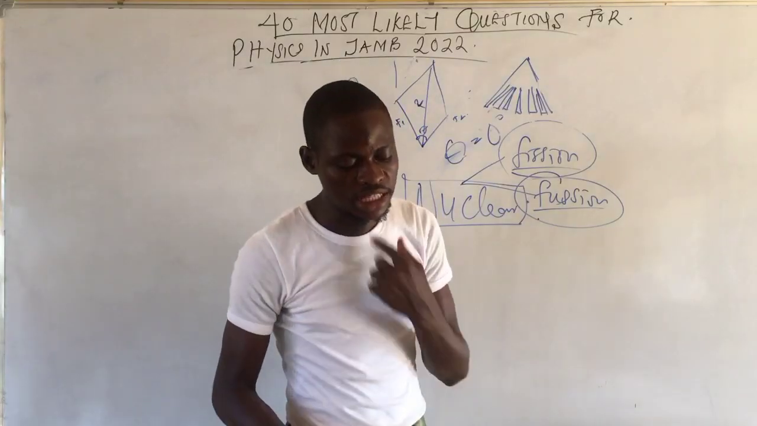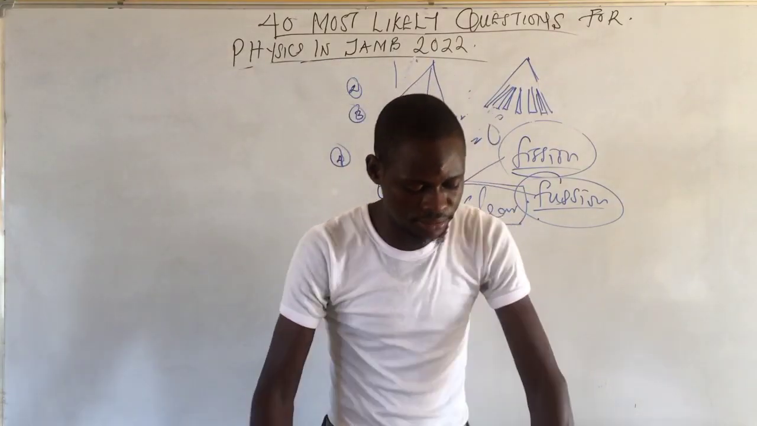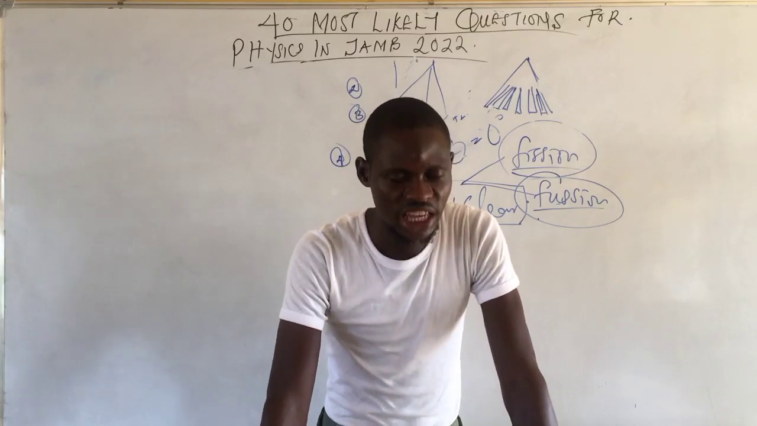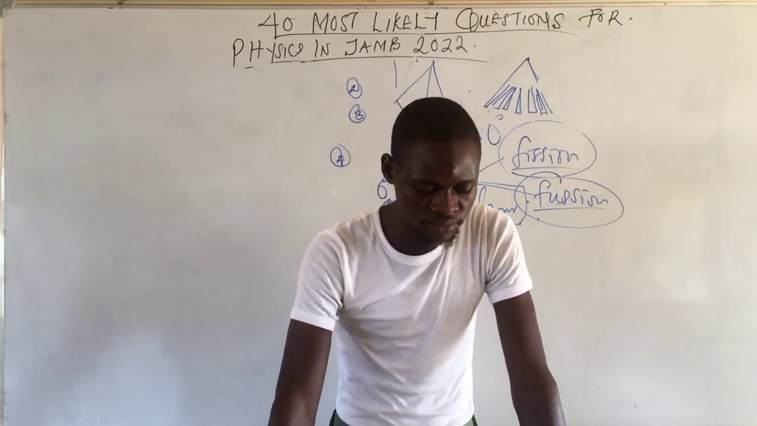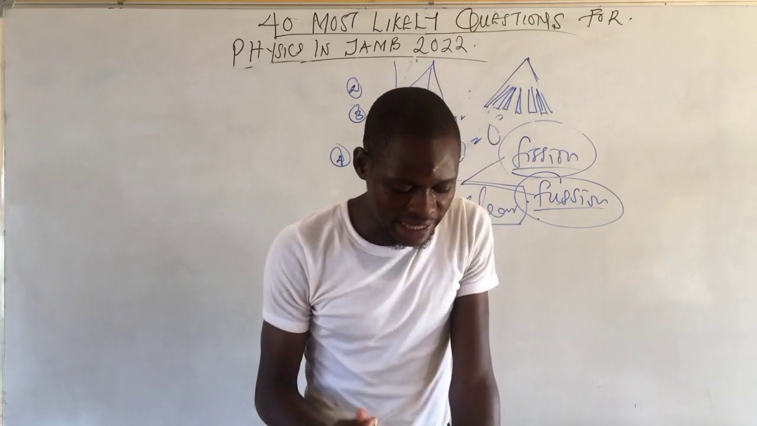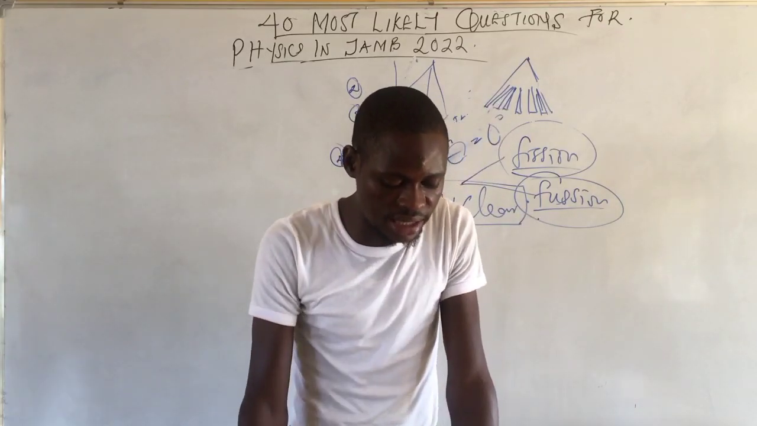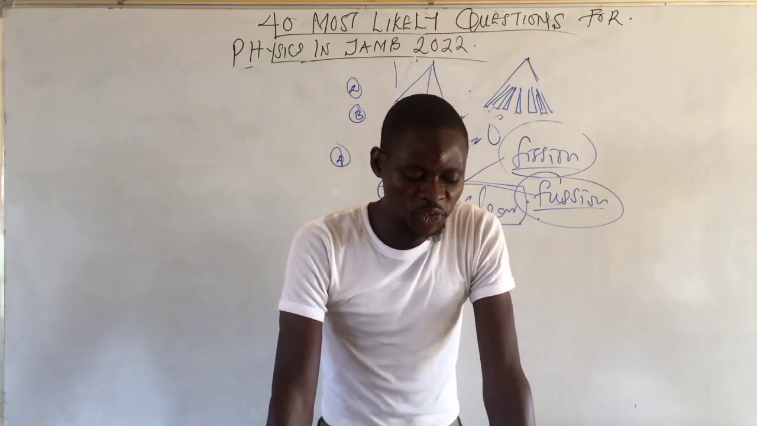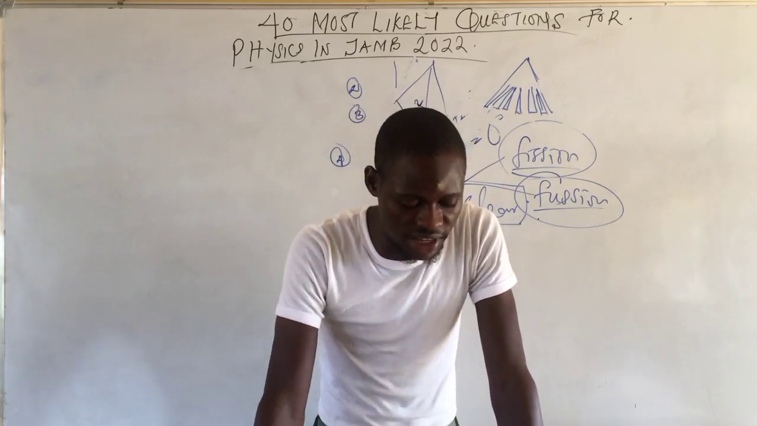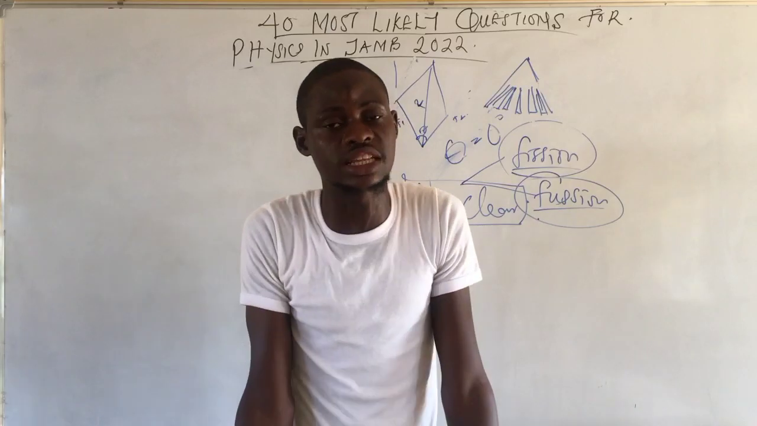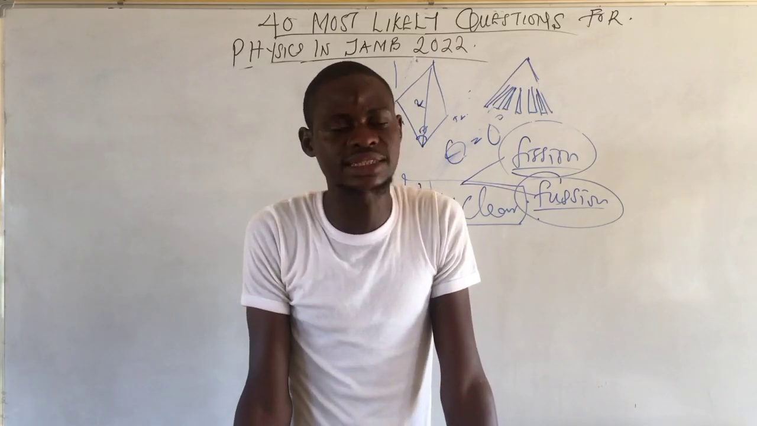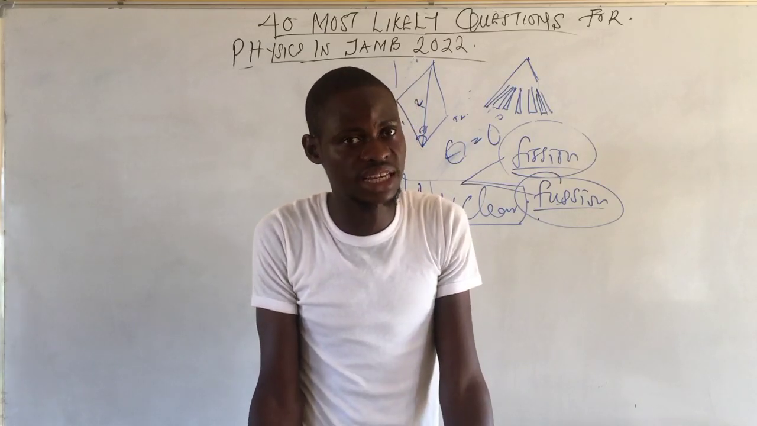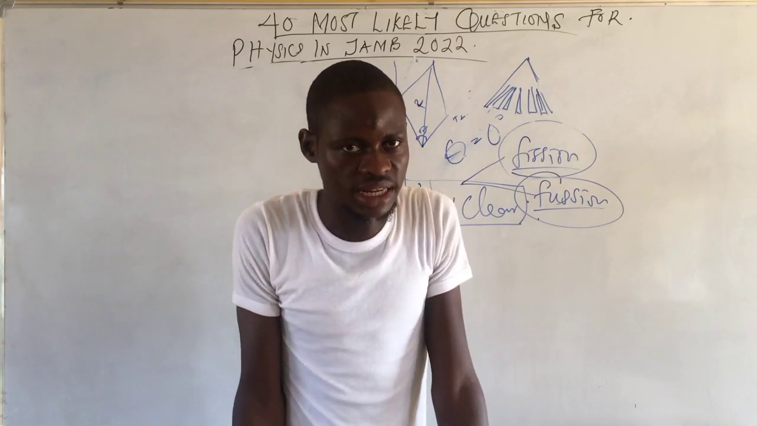The next thing we have here is, they said, the effect of a particle in a fluid attaining its terminal velocity. For a particle in a fluid to attain its terminal velocity, the weight is equal to the retarding force. At terminal velocity, the weight of the body should be equal to the retarding force. That is that.